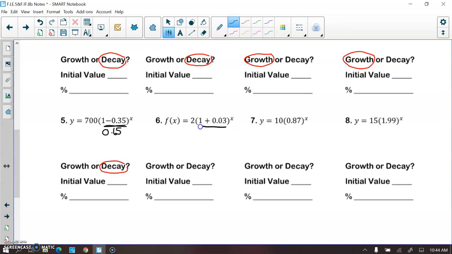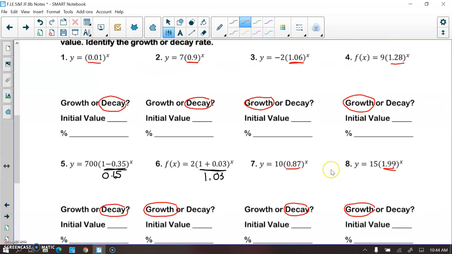Same with number 6. I would first need to simplify my b value. 1 plus 0.03 is 1.03. And since it's greater than 1, this is growth. For number 7, my b value is 0.87. Since it's in between 0 and 1, this is decay. And then lastly, number 8, my b value is 1.99. Since it's greater than 1, this is growth. All right, so that's how we determine whether it's growth or decay.